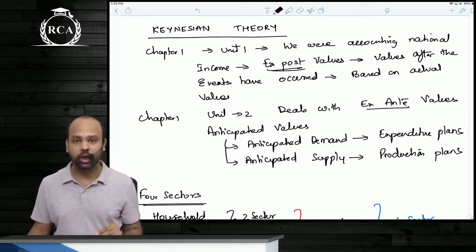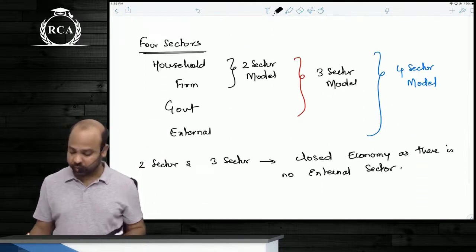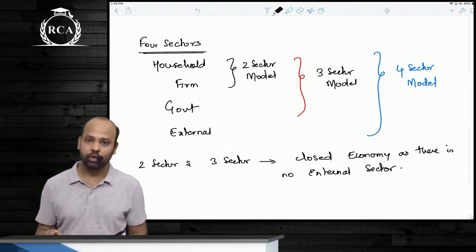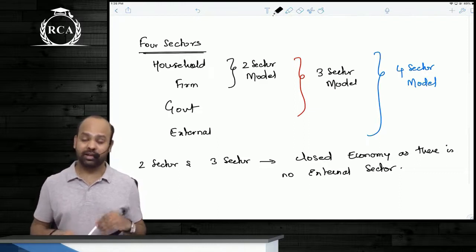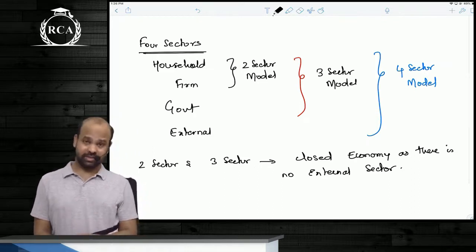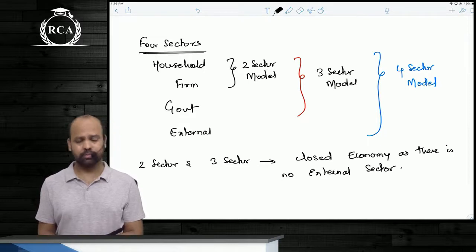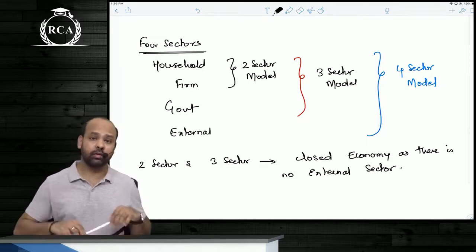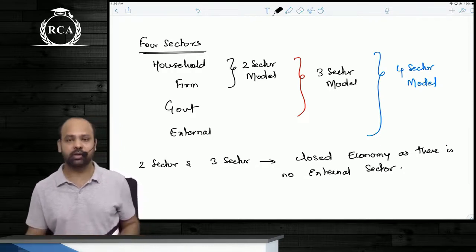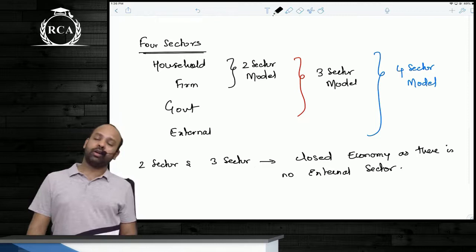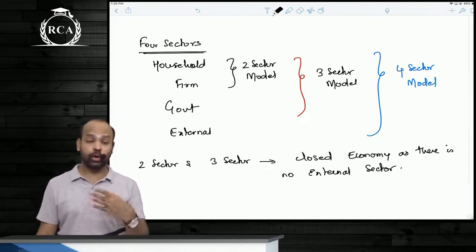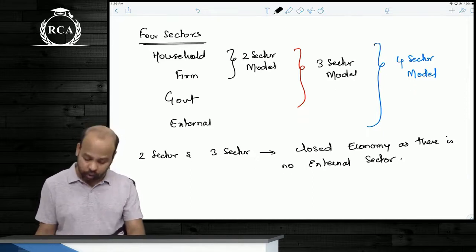That is the Keynesian theory of determination of national income. In this chapter, guys, we would be talking about a two sector model, a three sector model, and a four sector model. The two sector model covers the household sector and the business sector. The three sector model covers the household sector, business sector, as well as the government sector. And the four sector model covers household, business, government, as well as the external sector. Only a four sector model is an open economy. Two sector and three sector models are termed closed economies because we are not open to trade with outsiders.